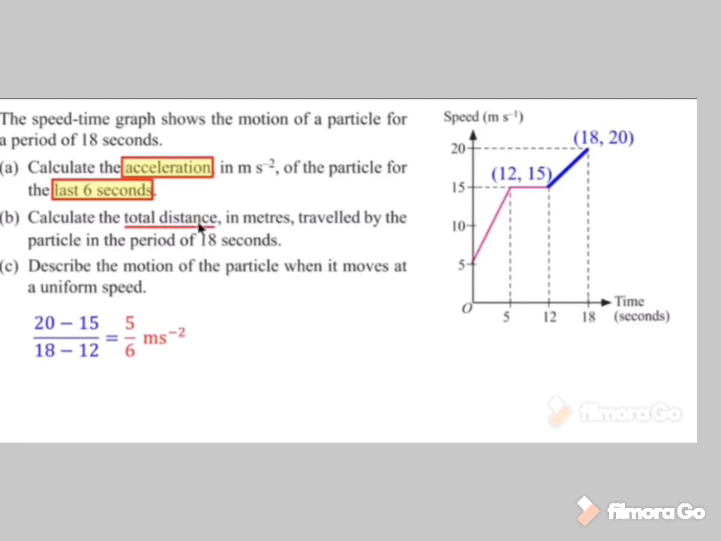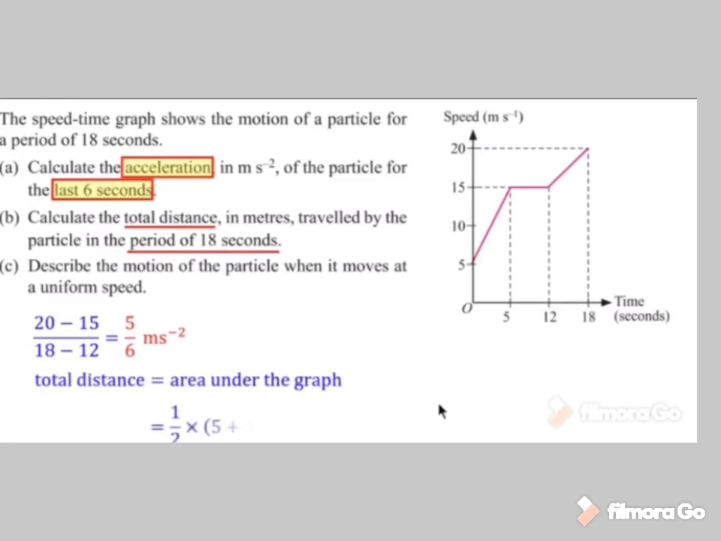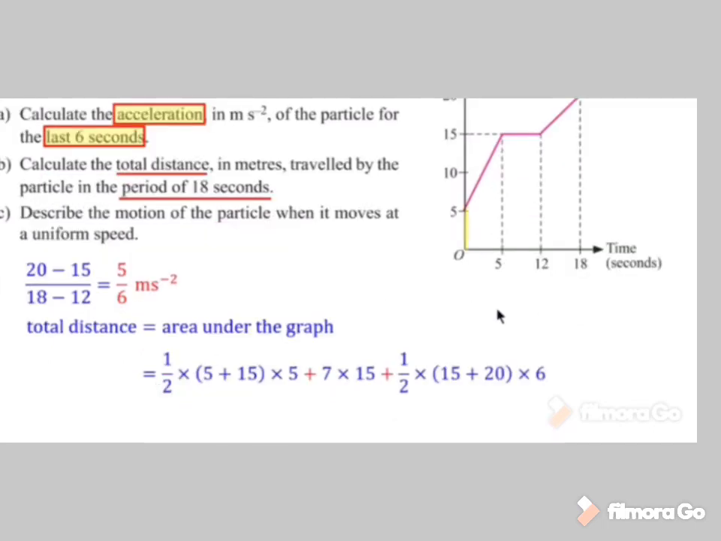Okay, question B. Calculate the total distance in meters traveled by the particle for a period of 18 seconds. Highlight total distance. The keyword is total distance, which is equal to the area under the graph. Area under the graph.